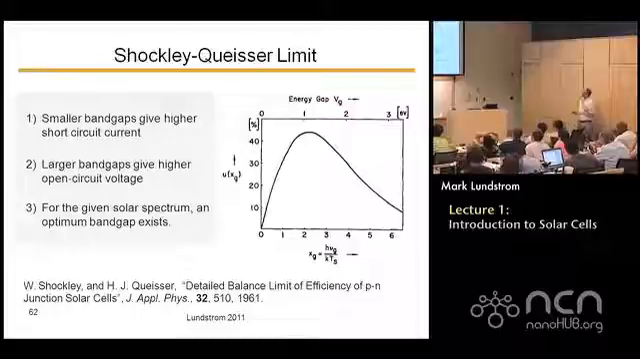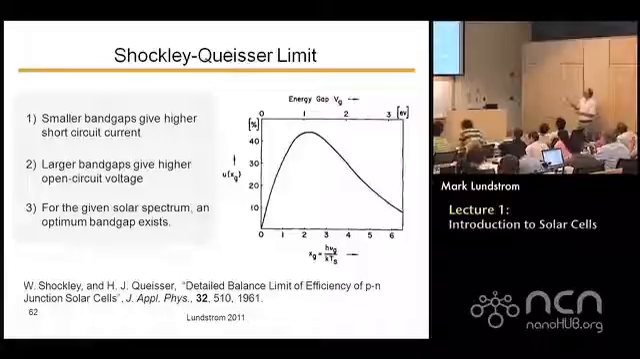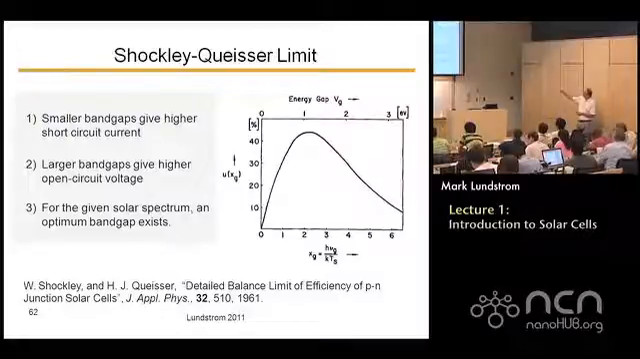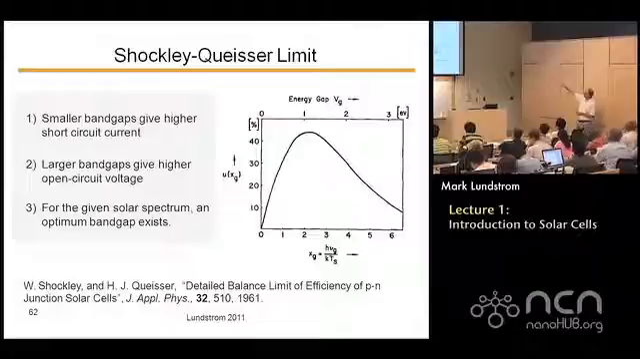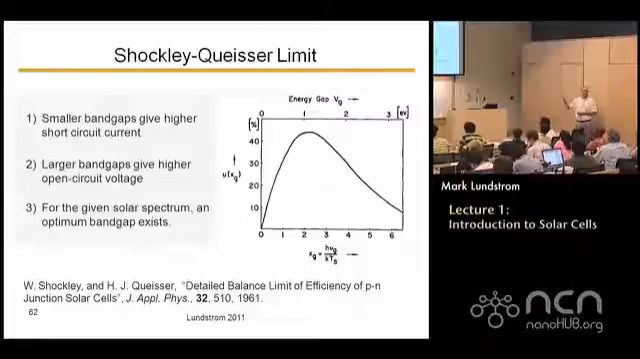But the results are kind of intuitively easy to see. If you have a smaller band gap, the higher the short circuit current. What you're seeing on the bottom axis is a normalized band gap. On the top you can see it in electron volts. As you increase the band gap, the efficiency gets better and better because you have more and more photons that you can absorb. Okay.